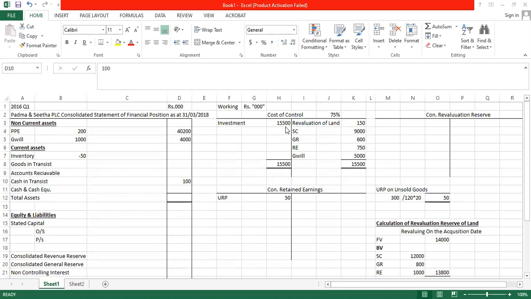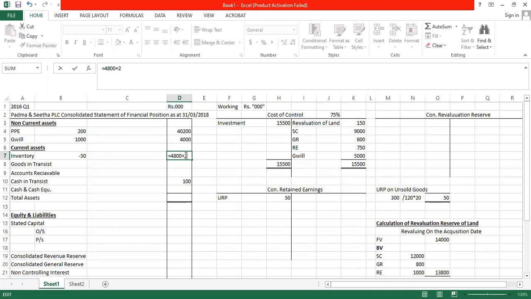Look at the Padma PLC balance sheet. Now 15,500 is removed. It's removed to cost of control. So the goodwill calculation we did. Then let's go to the current assets. Current asset inventories: again we can add both inventories, 4,800 plus 4,800 plus.